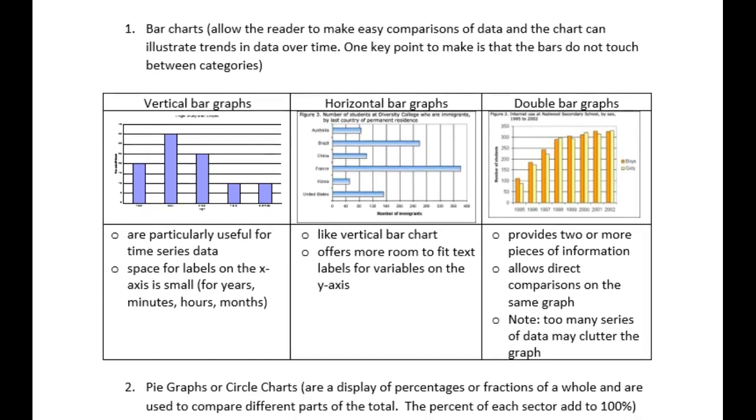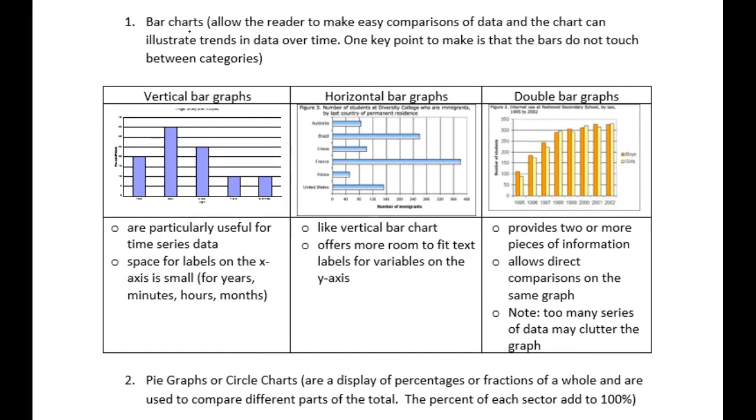So the first one we're going to talk about is bar charts. We did see an example of a bar chart in the last video when we were looking at cigarette consumption. Bar charts allow the reader to make easy comparisons of data, and the chart illustrates trends in data over time. One key point about bar charts in general is that they don't generally touch between the categories. You might see them as vertical bar charts, and you'll notice they have gaps in between, showing this relationship. It's really hard to read our axis titles here, but we do have a visual of what the trend will be.